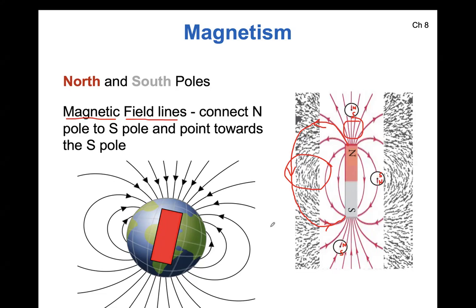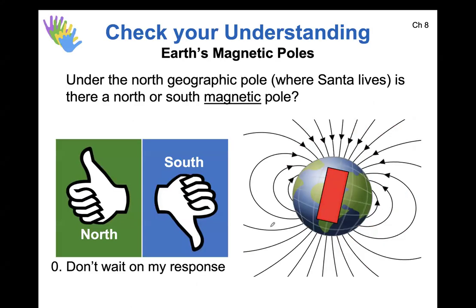Okay, so with that idea, I do want you to answer this question. Under the north geographic pole, so far we've drawn this picture of the Earth, and I'm saying that Earth acts like a bar magnet. I'll elaborate on that idea in just a second. But for now, just imagine there's a giant bar magnet inside of Earth, because effectively there is. Okay. So up where Santa lives, North Pole, okay, is there a north or south magnetic pole? Which is it?